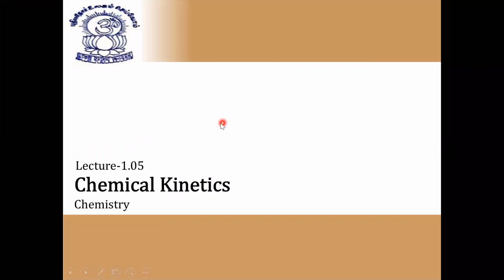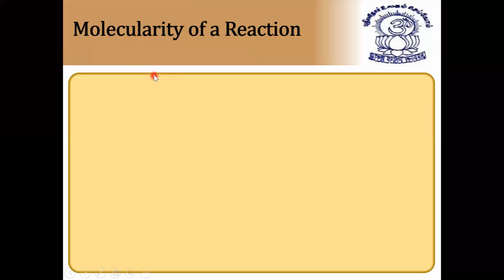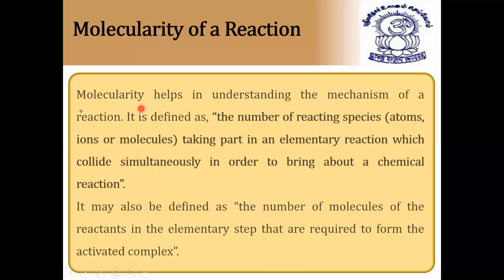The next concept in this chapter is the molecularity of a reaction. Till now we have done order of reaction. Order of reaction is an experimental quantity. It can be zero, negative, fractional, or a whole number. Now we'll see what is the molecularity of a reaction. It is simple.